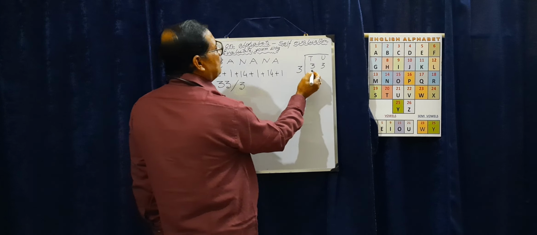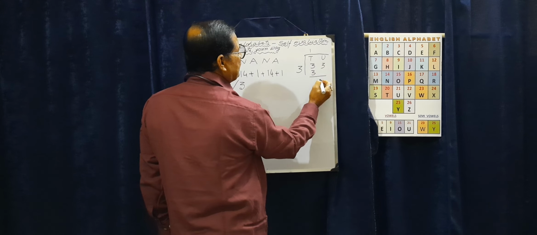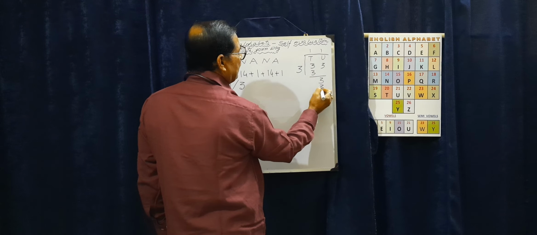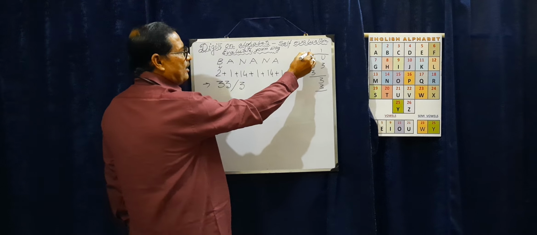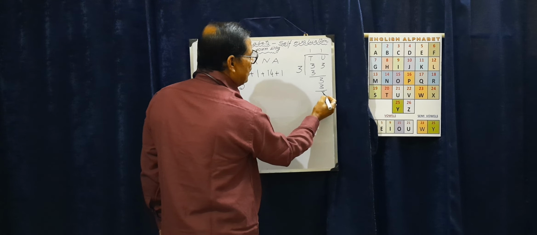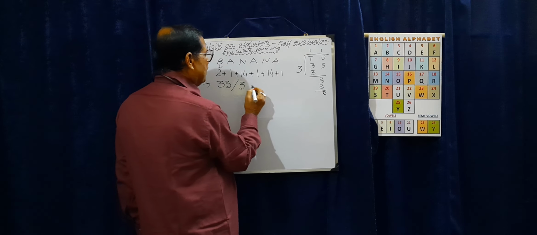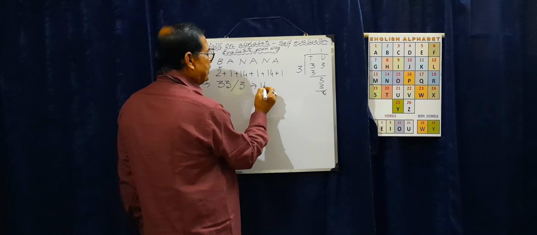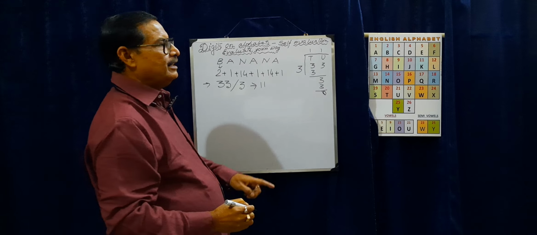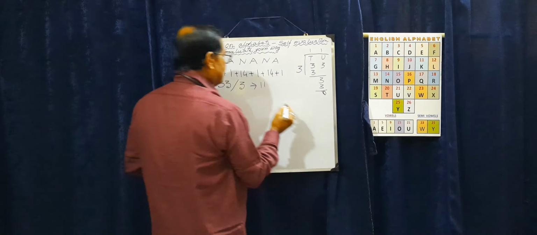Then 3 ones are 3. We'll take this 3. Again 3 ones are 3. Then what is the quotient? The quotient is 11 and the remainder is 0. Now what did we get? 11. Now let's see, this 11 represents which letter? This 11 represents K.